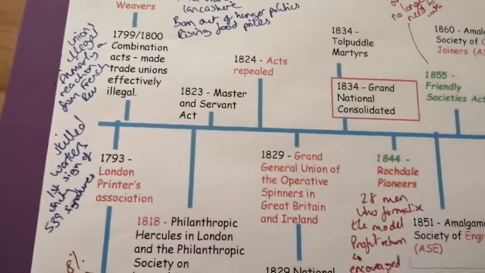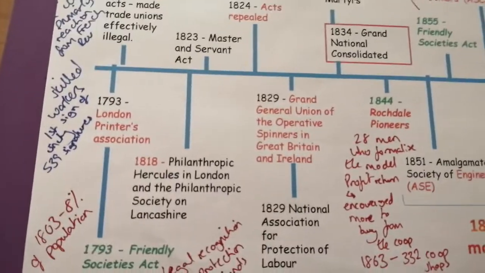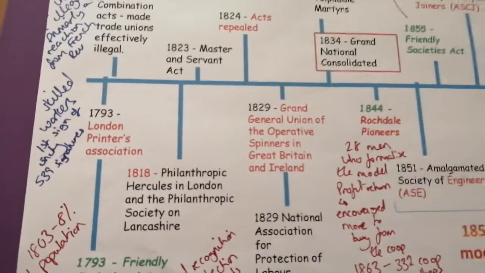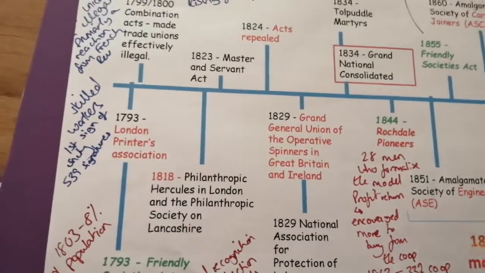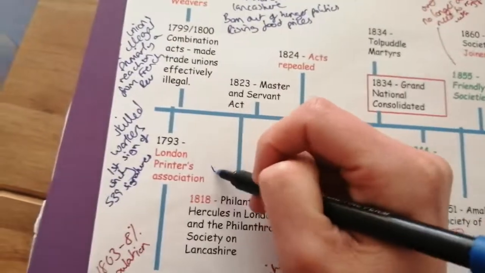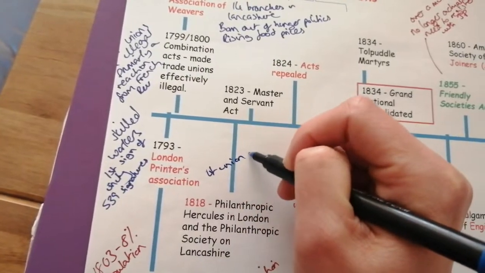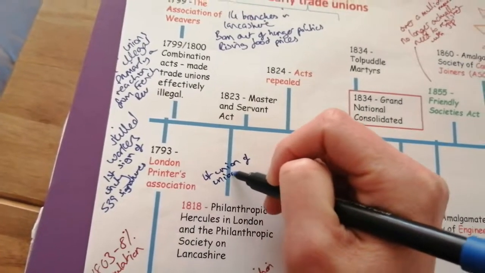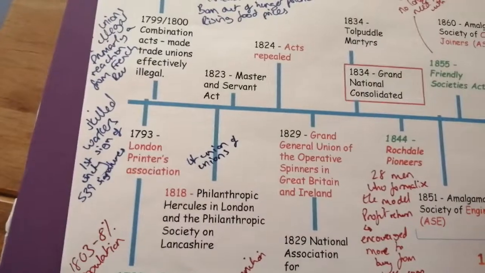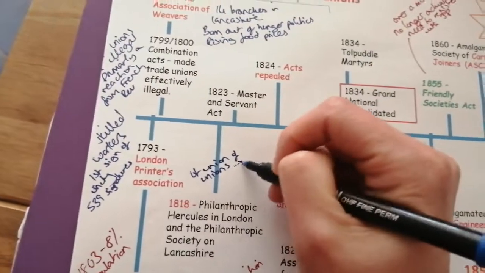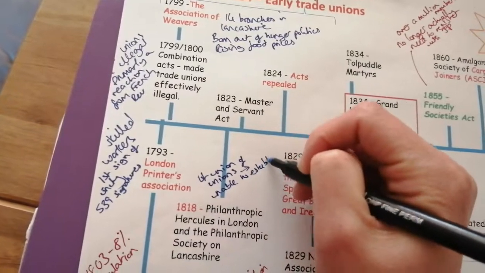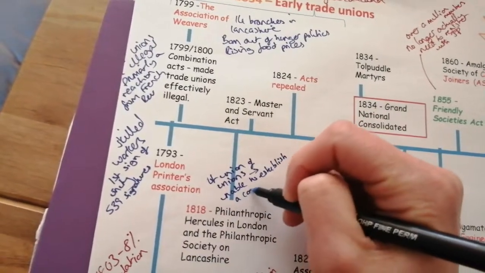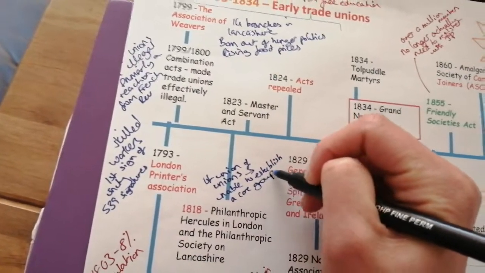It carries on in the same vein, because in 1818 we have the Philanthropic Hercules in London and the Philanthropic Society in Lancashire. And again, these are a show of unity. They are what we would call the first union of unions. But they are very flawed. They're unable to establish a core group. And so they fail.